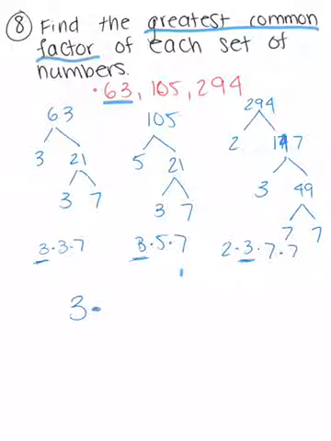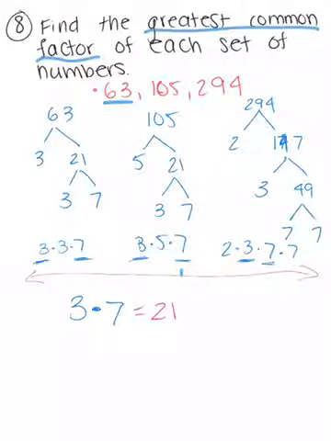And then there's no other 3s, so we can't do anything with the 3s. There's a 7 here, a 7 here, and a 7 here. So we're going to multiply that by 7. And then there's no other common factors between any of these numbers. So all I'm going to do is 3 times 7, which gives me 21. Therefore the greatest common factor of 63, 105, and 294 is 21.